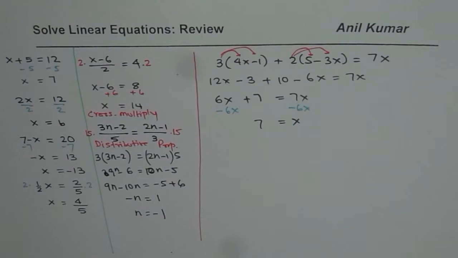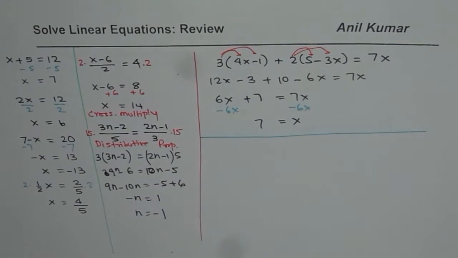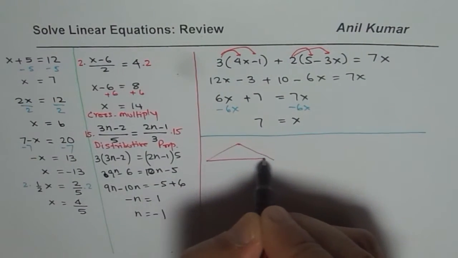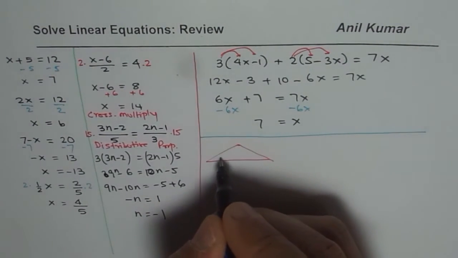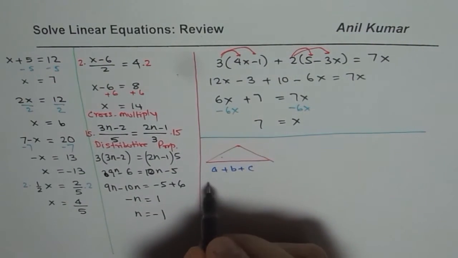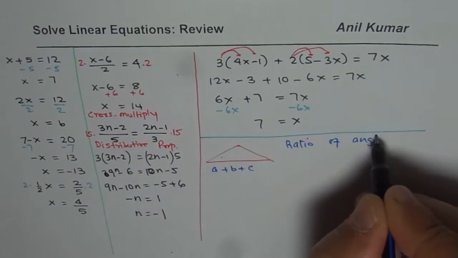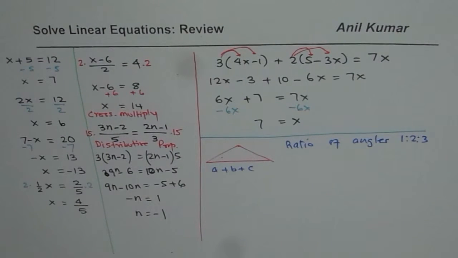Now we will take a few examples, and let me call them application examples. Many times we use applications where linear equations are involved. In geometry, for example, you know the sum of angles in a triangle is what? 180 degrees, correct? If I say that my triangle has the angles A, B and C, and the ratio of angles A, B, C is 1:2:3, in that case, find the angles. Let us say this is my question.